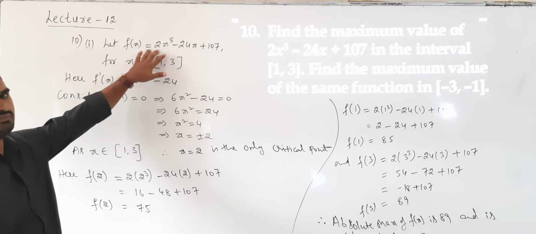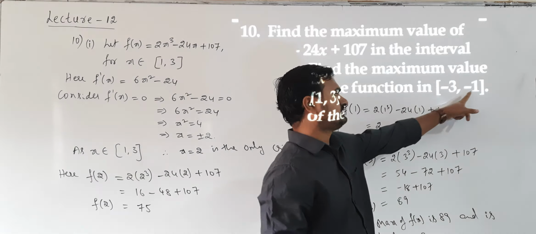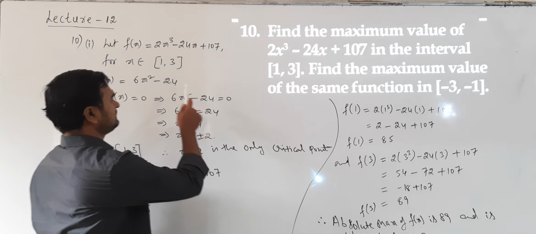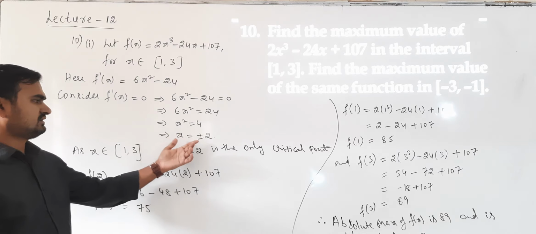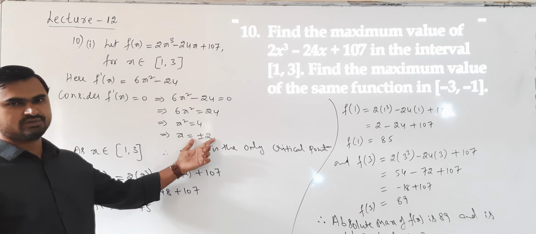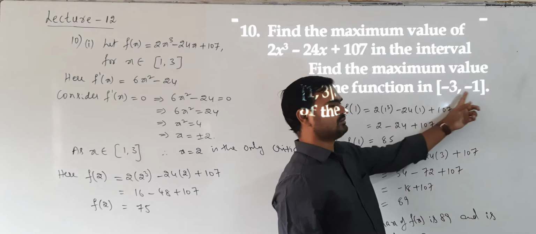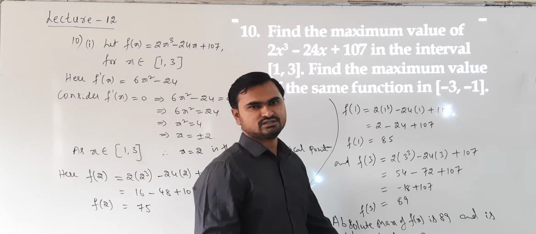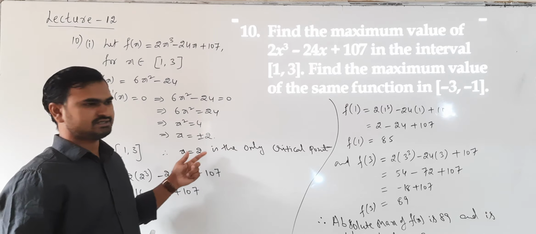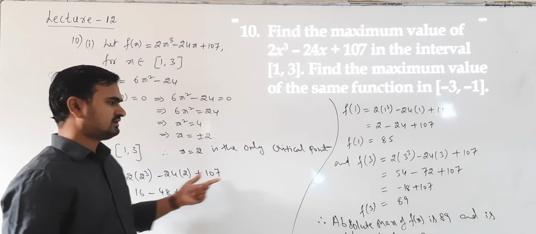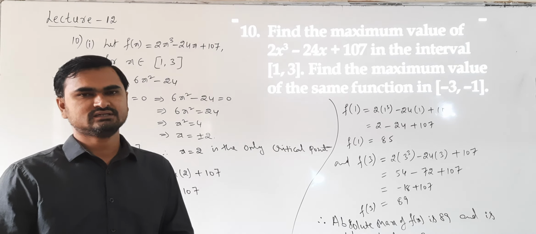Now the same function. The function is the same here, but you have to take the closed interval minus 3 to minus 1. Okay, so let's take the interval minus 3 to minus 1. F dash is the same. So critical points again we get x equal to plus or minus 2. Now which critical point do you have to take? Only minus 2 we have to take because the interval is from minus 3 to minus 1. So in this case we exclude x as 2. We have to take x as minus 2 as the critical point. Again find the functional values at the critical point and end points. See which one is the greatest.